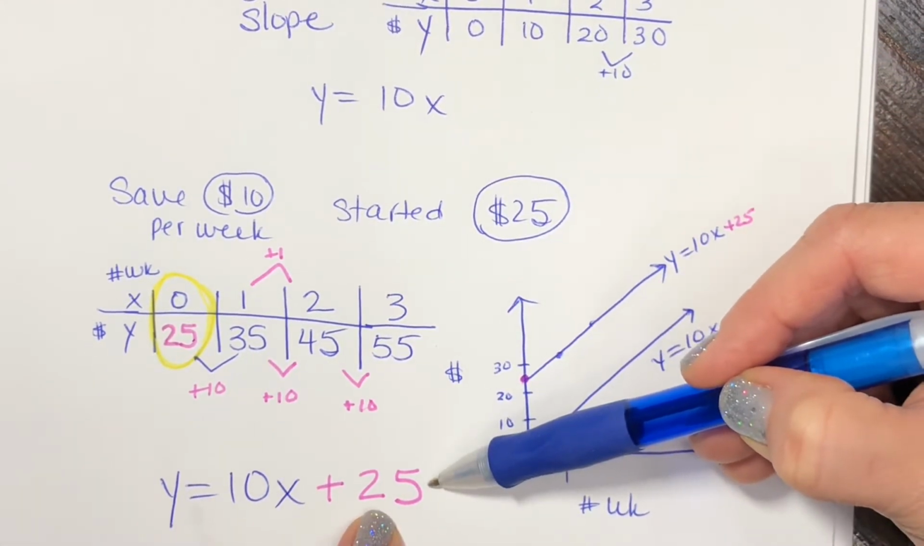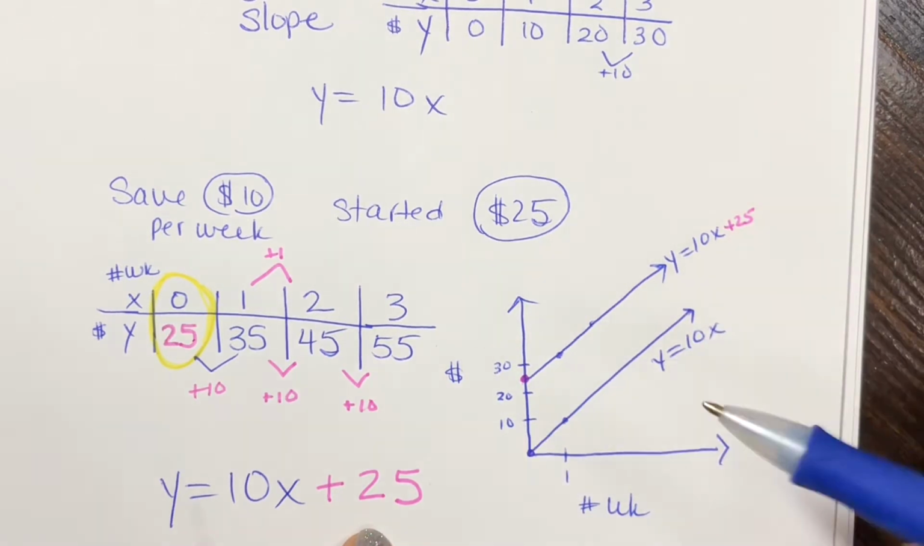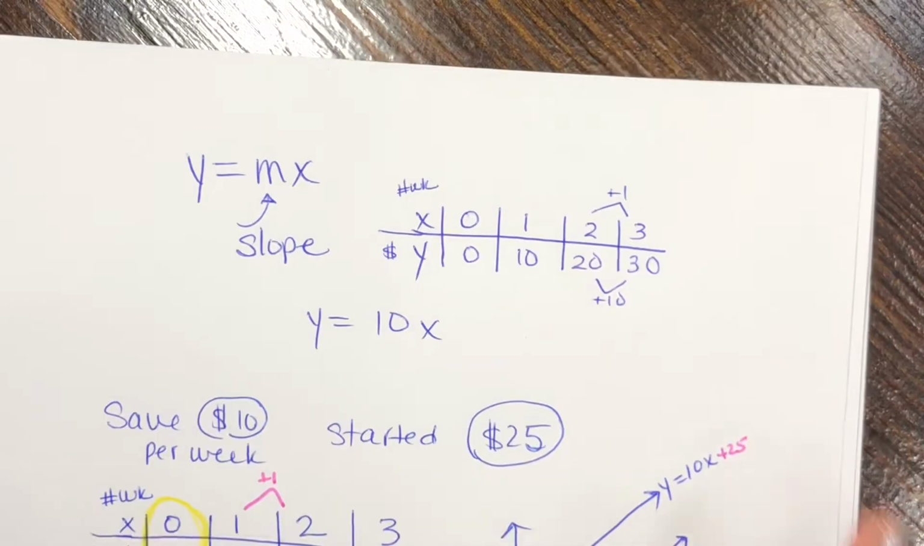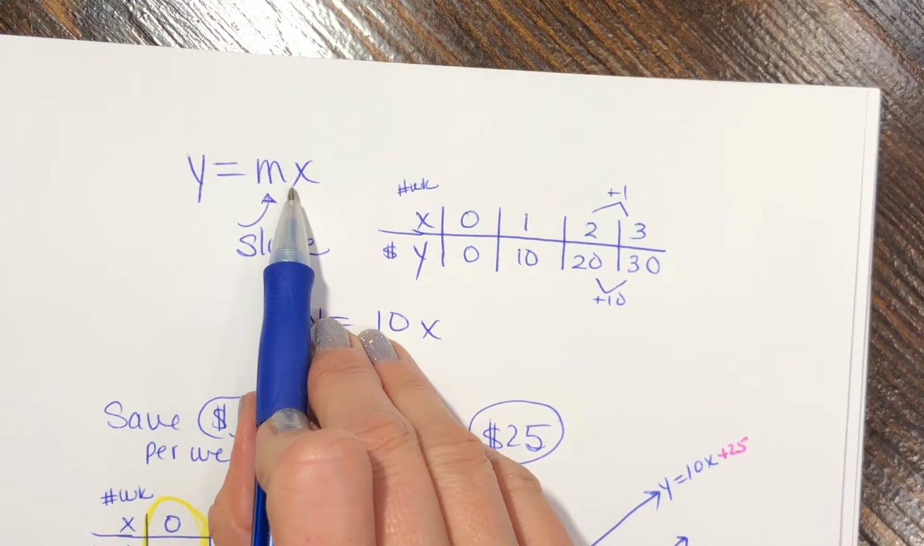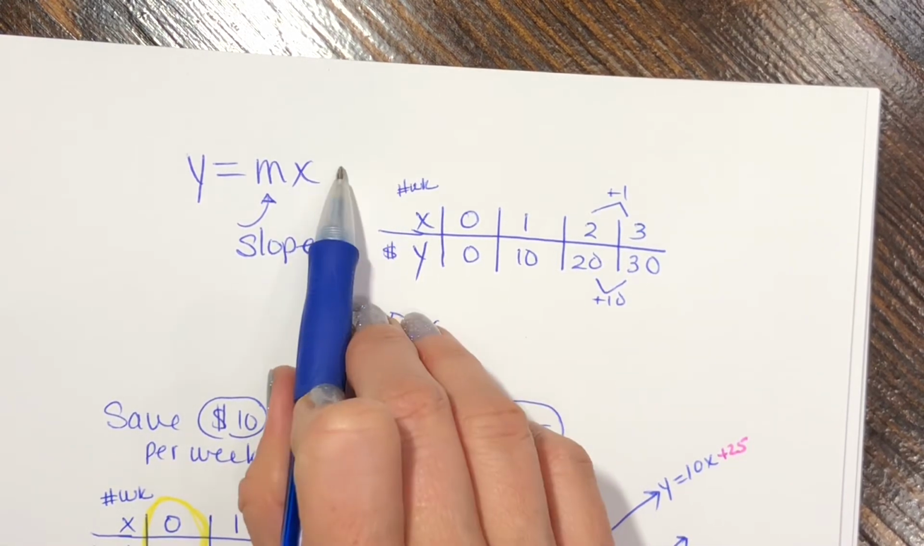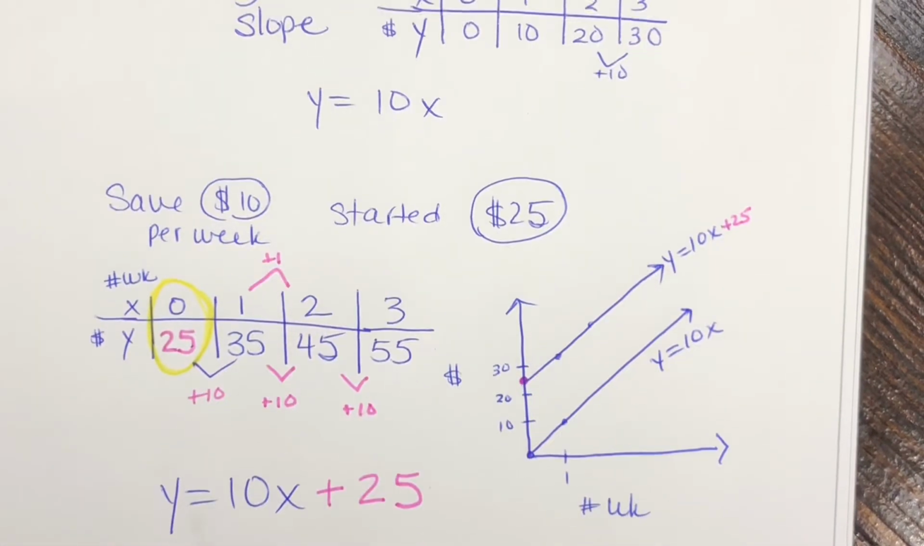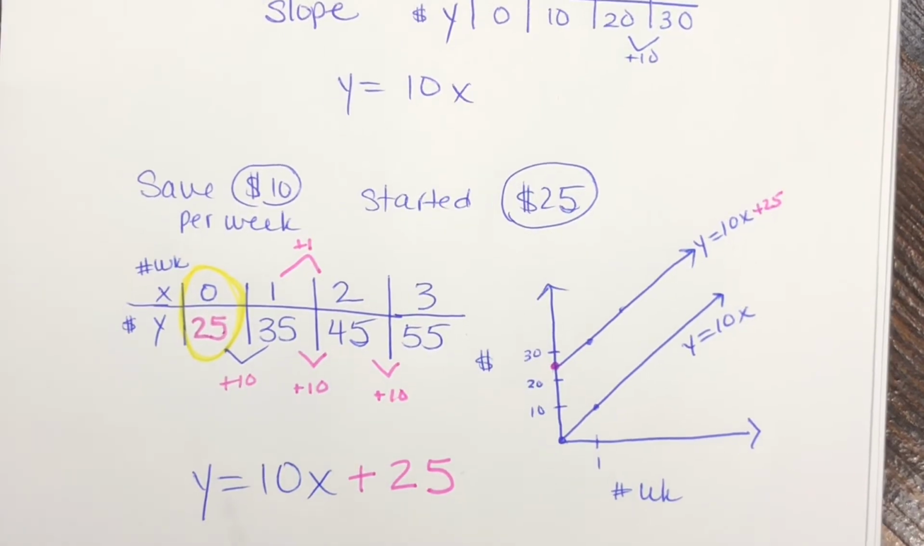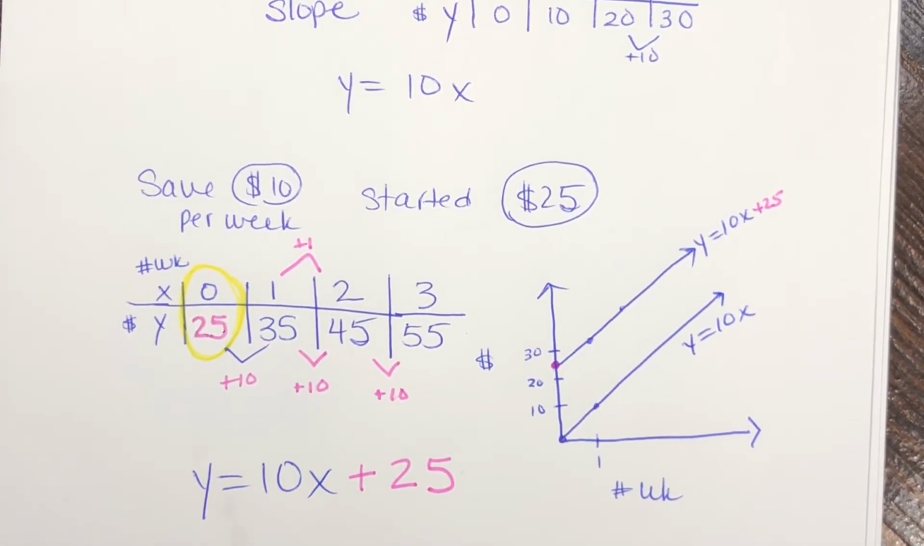And that's just another way you know that this isn't proportional. Because remember, to be proportional, it has to be in the form y equals mx. There can't be anything after that. So this is us kind of discovering a little bit about what a non-proportional relationship looks like.